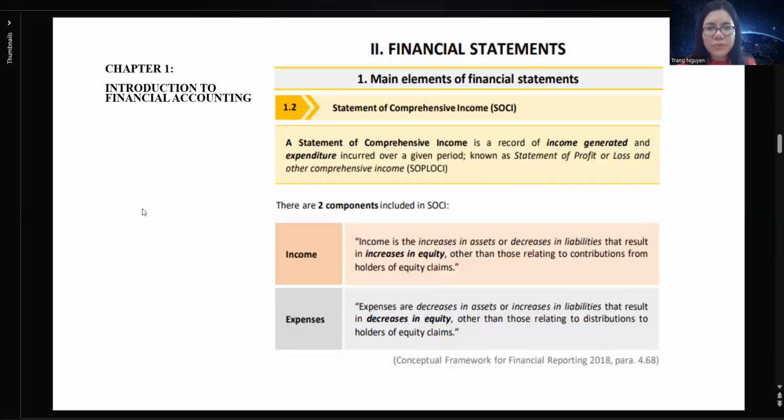So now we will come to the statement of comprehensive income. A statement of comprehensive income is a record of income generated and expenditure incurred over a given period, known as the statement of profit or loss and other comprehensive income.